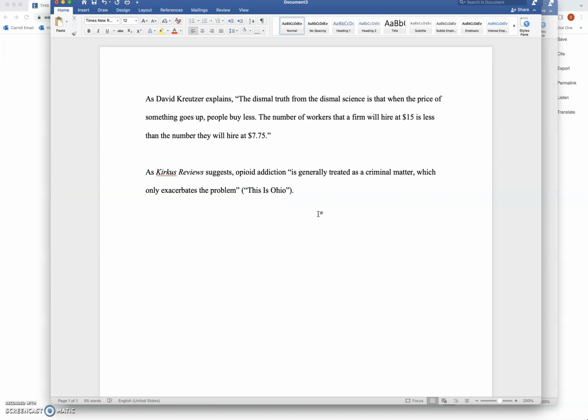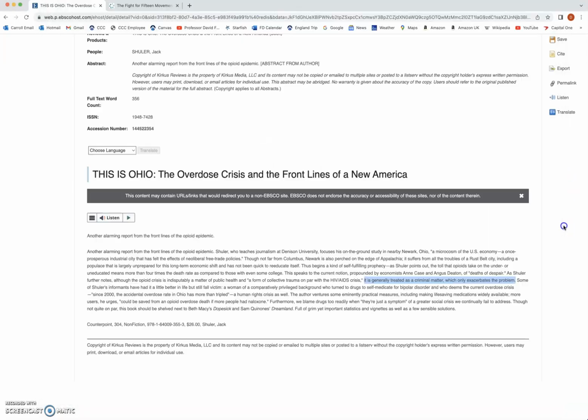Let's do one last scenario that's a little more rare, but it does come up, and that's when you want to quote something that is itself quoted in your article. So there's a guy named Jack Schuler, right? He's mentioned up here too, who is quoted quite a bit in this article, right? As Schuler notes, and then we get a quote there and some other quotes here.